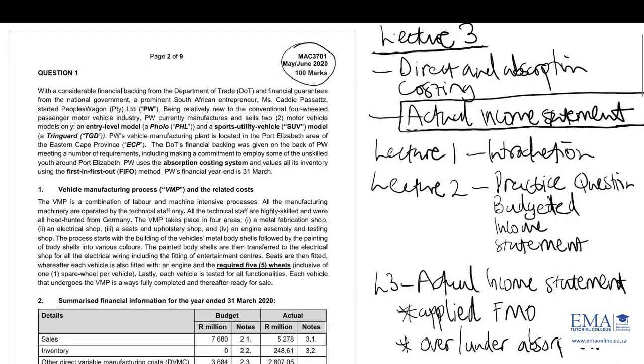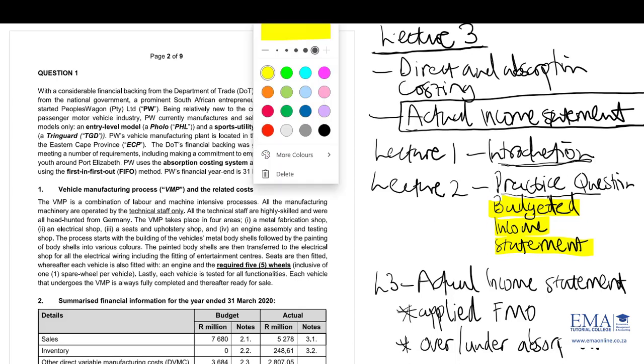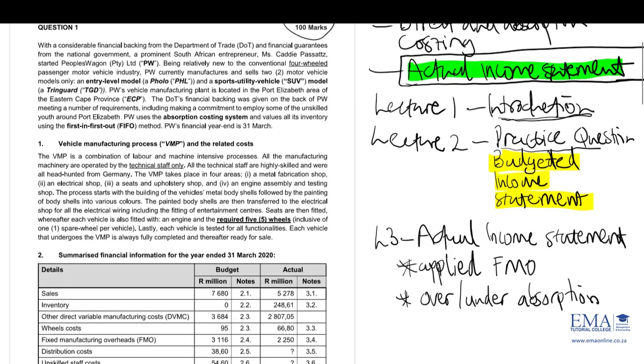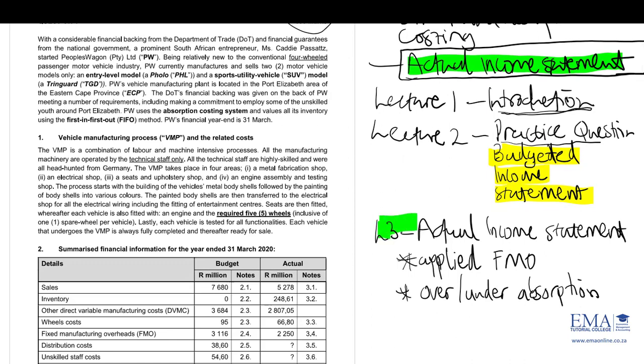Okay, so in our lecture number 1, we did the introduction of absorption and direct costing, and then in lecture number 2, we covered the practice question, and in that practice question, we were required to prepare a budgeted income statement. But now we want to do an actual income statement. So lecture number 3 is basically going to be an actual income statement practice question.